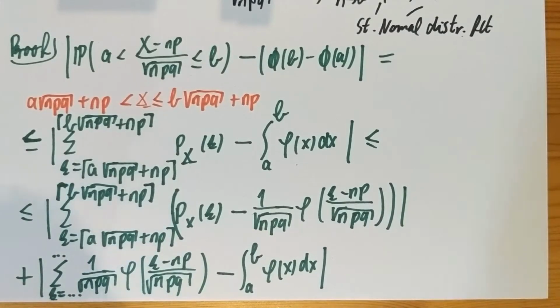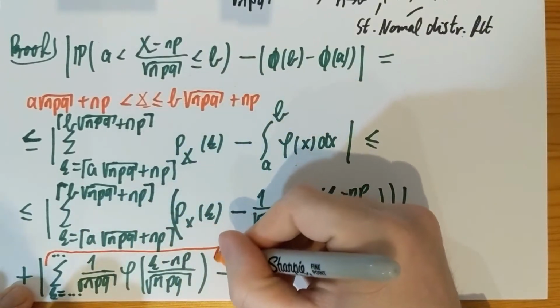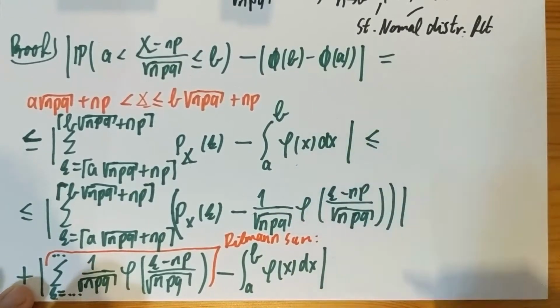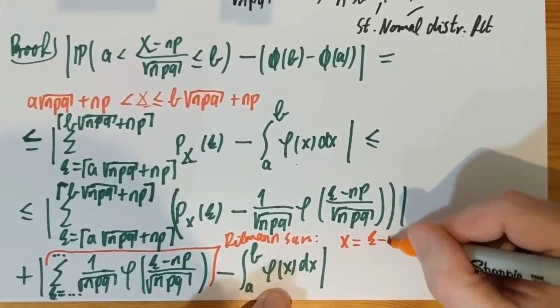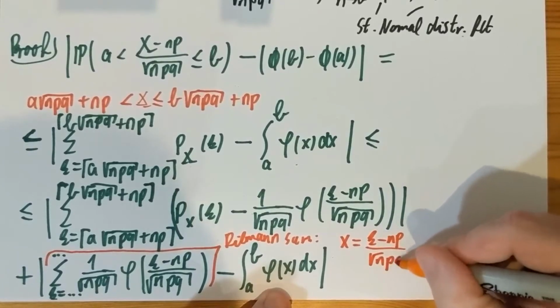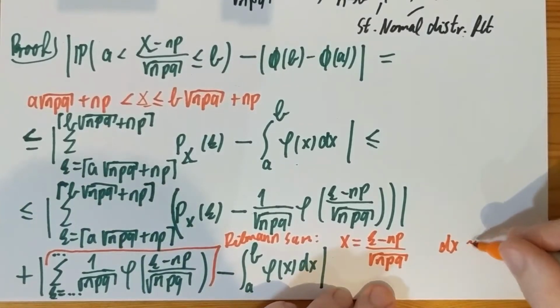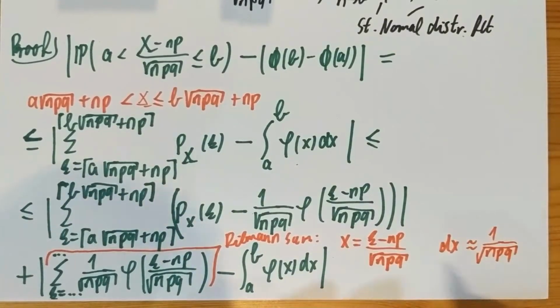Okay, now I'm going to start with the second term, because what I see here is exactly a Riemann sum. I'm going to call x as k minus np over root npq. So dx, as k goes through integers, and k is my summation index, so I need to look at what k does. K goes through integers, then dx is going to be 1 over npq under the root. This is how much x changes every time I increase k by 1. And this of course goes to 0 as n goes to infinity.